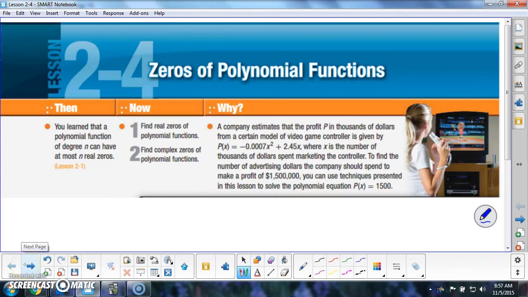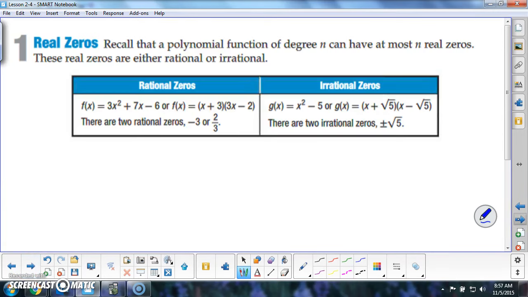Lesson 4 of Chapter 2, Part 1 is on zeros of polynomial functions. First thing we're going to talk about is a rule that we have that polynomial functions of degree n have at most n real zeros. So if you look at the display you see right here, we have a second degree polynomial function.